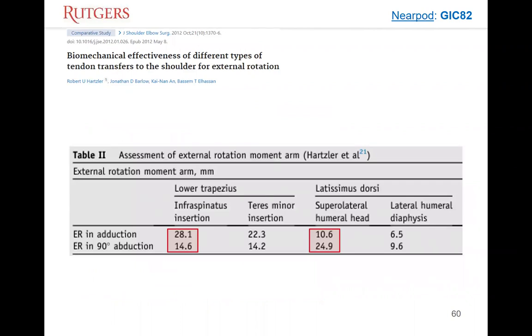Due to the imperfect vector of the lat tendon, the lower trapezius tendon has gained interest in recent years as an alternative with a more native vector. A biomechanical cadaveric study tested lower trapezius and lat transfers to various anatomic locations and tested their moment arms. They found that in adduction, the lower trapezius transferred to the infraspinatus insertion had the largest moment arm, whereas in 90 degrees of abduction, the lat transfer to the superolateral humeral head had the largest moment arm.